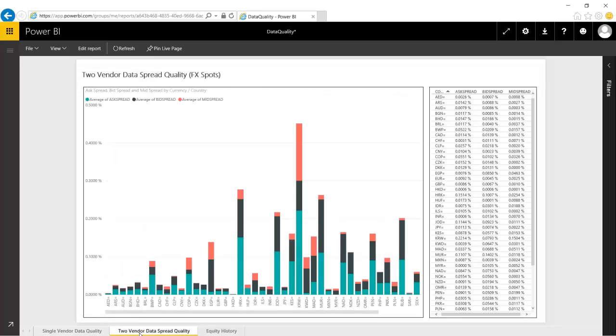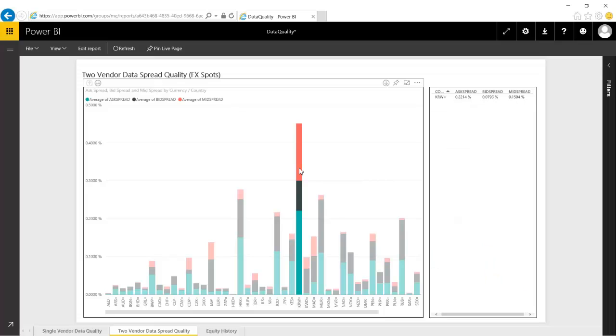Our second example is looking at the data vendor spread between two vendors. In this case, we're looking at the differences between the ask price, the bid price, and the mid price from two different vendors in terms of percentages. And once again, we can see that some of the emerging market currencies have a little bit more spread than perhaps the G20 ones do.